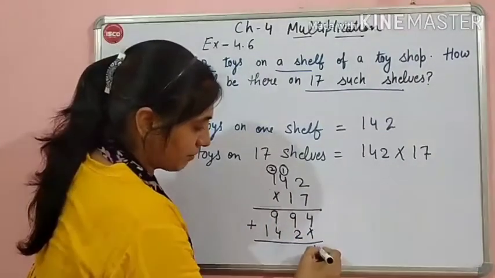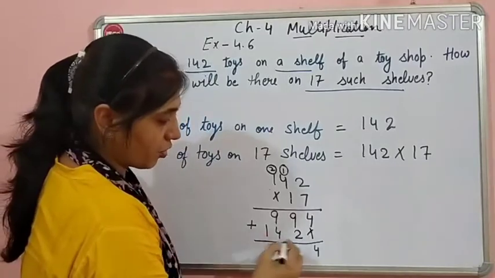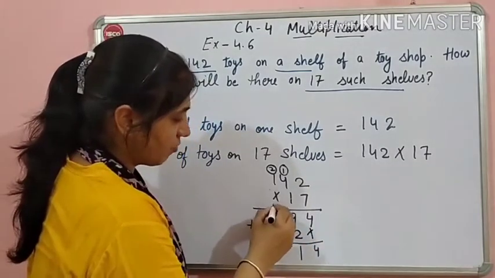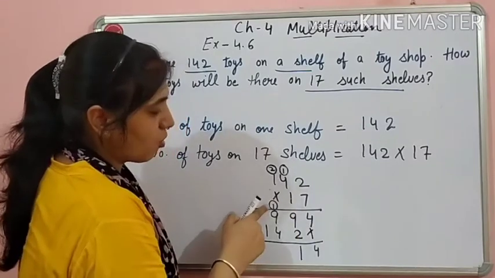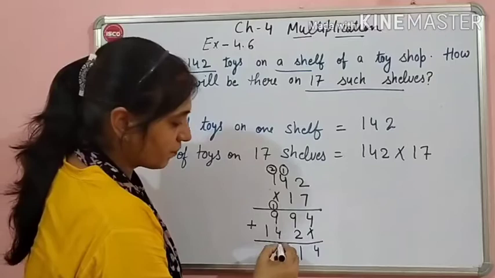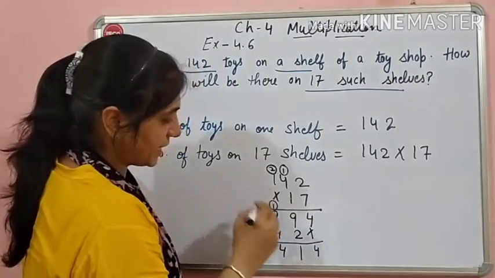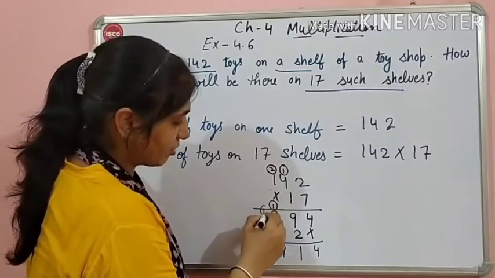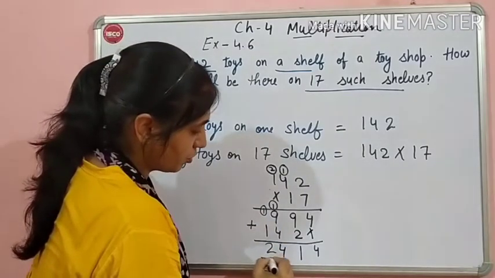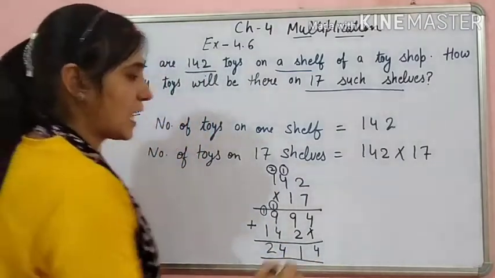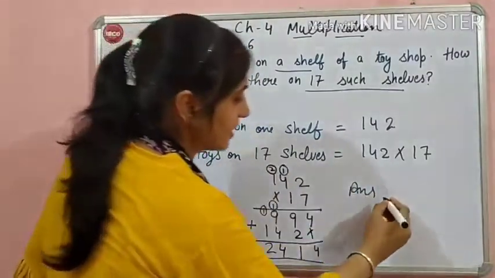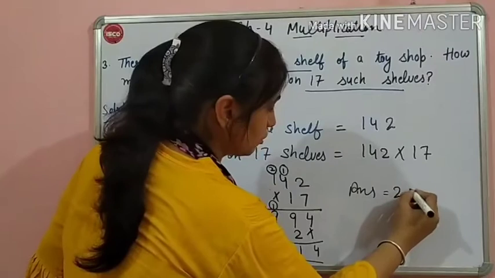The only digit 4, 9 and 2, 11. 1 carry over to the next. 1 and 9, 10. 10 and 4, 14. Then again 1 carry over to the next. 1 and 1, 2. So students, how many toys are there on 17 shelves? Yes, 2400.